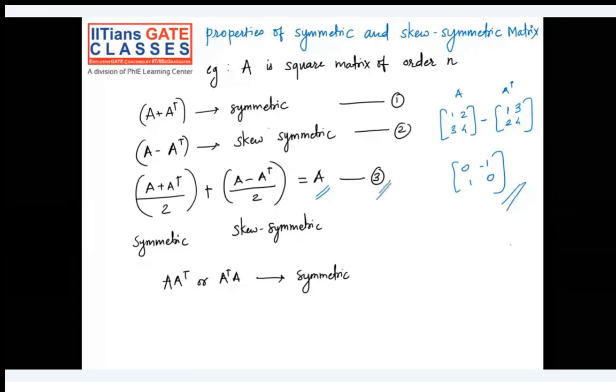Similarly, if you multiply A with A transpose, you will end up with a symmetric matrix. So these are some basic properties. Can I proceed to the next slide?